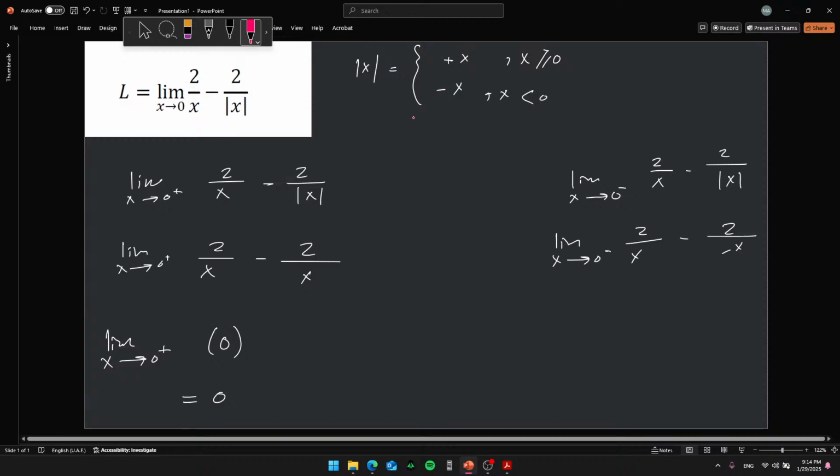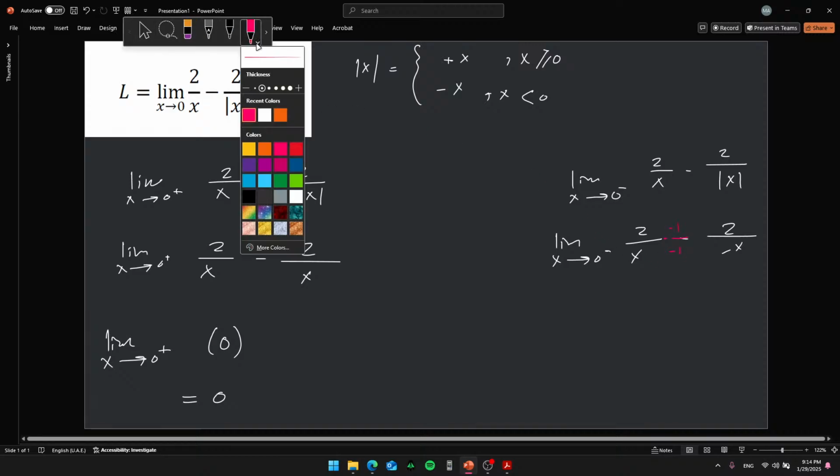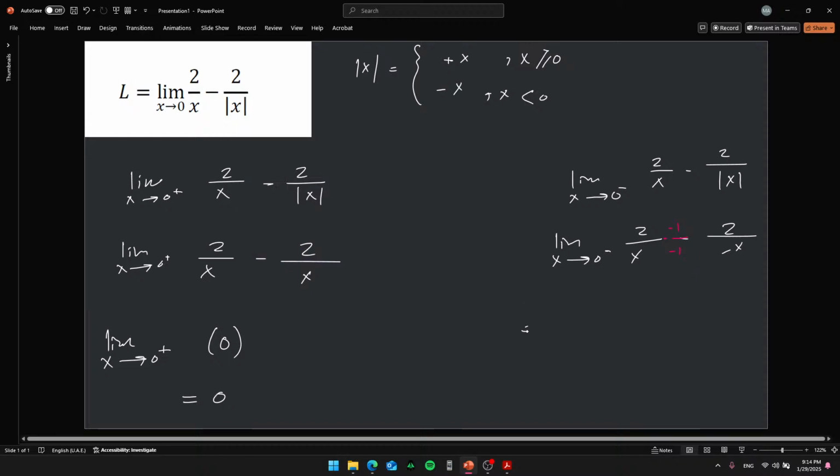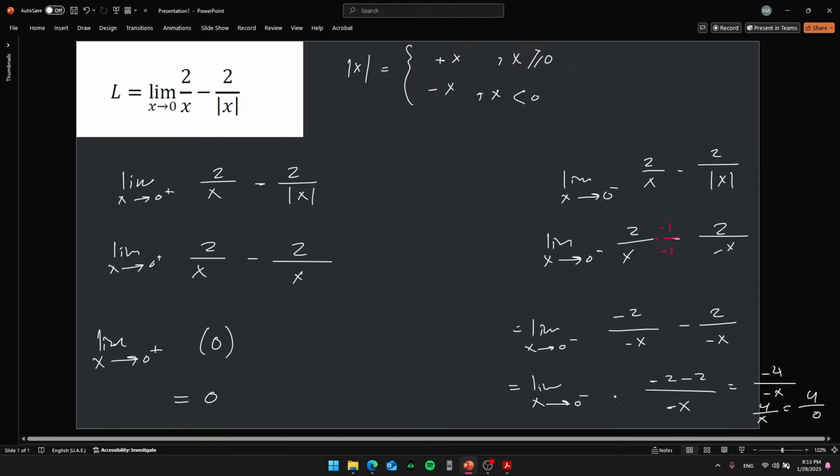I have to make them have the same denominator. So I'm going to multiply by -1 on top and bottom. So I'll get limit as x approaches 0 from the left of -2 over -x minus 2 over -x. So I can combine them into one fraction. Limit as x approaches 0 from the left of -2 minus 2 over -x, which is -4 over -x, which is 4 over x, which is 4 over 0 if you plug in 0.